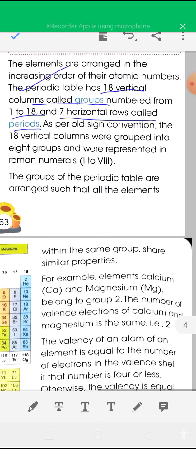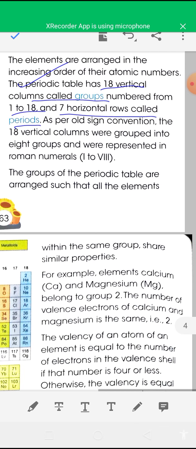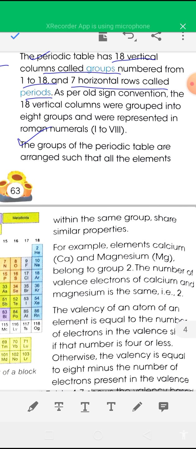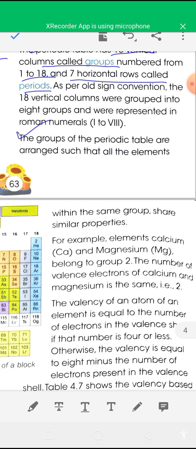This is the modern periodic table. Now see here, one important point is given. The groups of the periodic table are arranged such that all the elements within the same group share similar properties. For example, calcium and magnesium belong to group 2. Thus, the number of valence electrons of calcium and magnesium is the same, and it is 2.